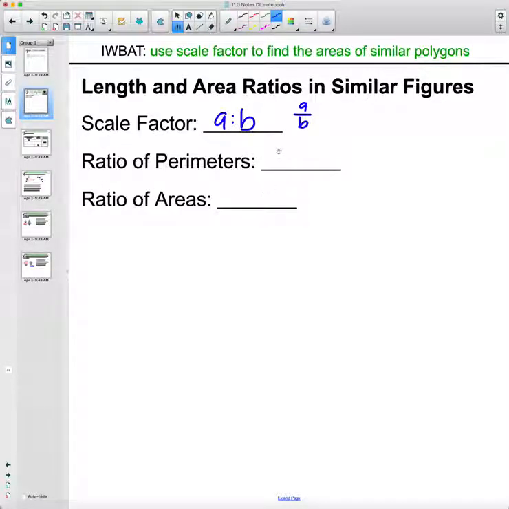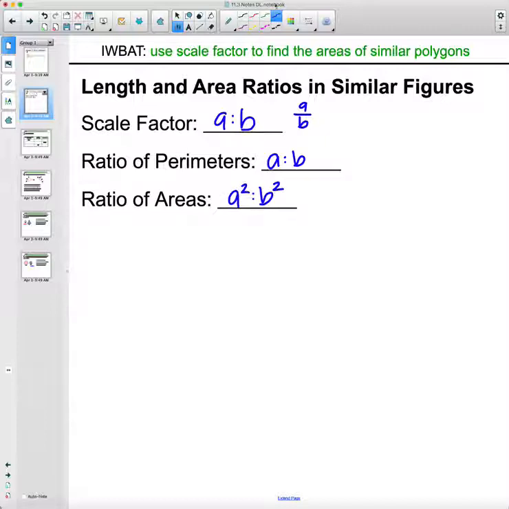And then the ratio of the perimeters is actually identical to the scale factor. So this is also an A to B ratio. If you were to calculate the perimeter of two similar shapes and simplify their ratio or their fraction, it would be exactly the same as the scale factor. And then for area, area is actually A squared to B squared.